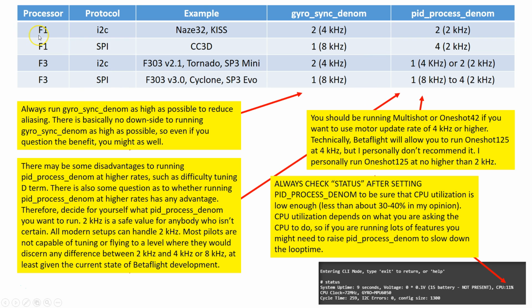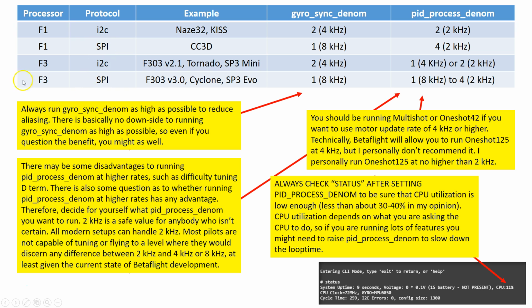The values that you set them to depend on two factors. One is the processor that is on your board, and that'll be either the F1 or the F3 processor. Those of you who are wondering about F4, set that aside for a minute. We're going to focus on F1 and F3 here. The other factor is the protocol that your board uses, which will be either I2C or SPI.